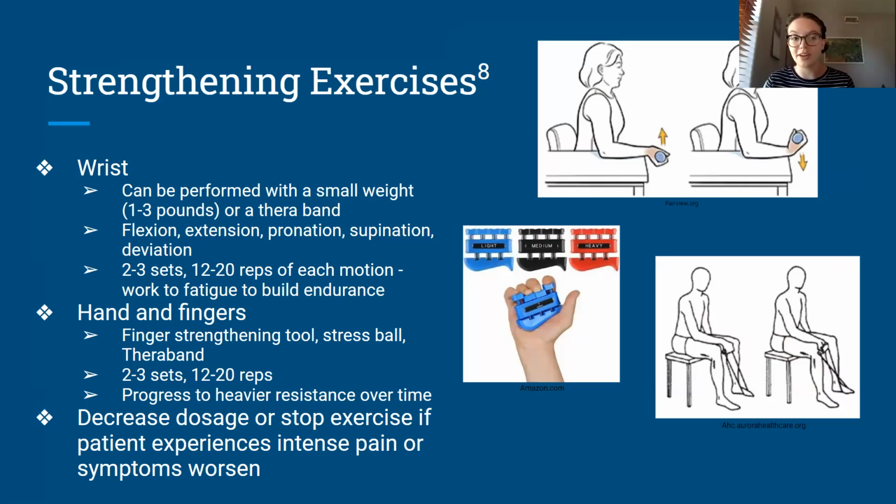We also want to strengthen their hand and fingers. So I found this finger strengthening tool on Amazon, but if they don't have one of those, they can use a stress ball or anything squishy to provide some resistance. Same thing, 2 to 3 sets, 12 to 20 reps, and they can progress to a heavier resistance as their hand and fingers get stronger. The point of this is to increase that endurance, so if they're doing repetitive tasks for their work, they will have the ability to do that. And again, decrease if they have any pain or symptoms reproduced with these actions.